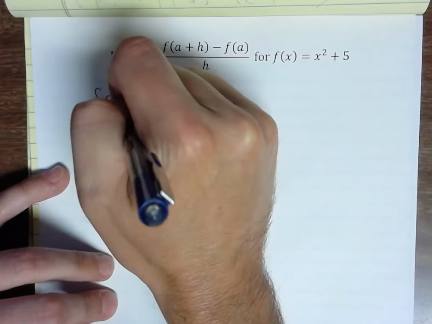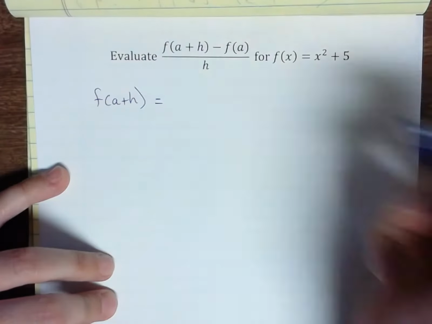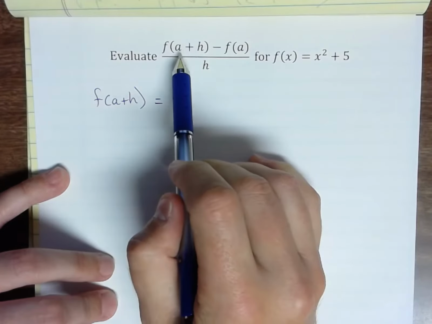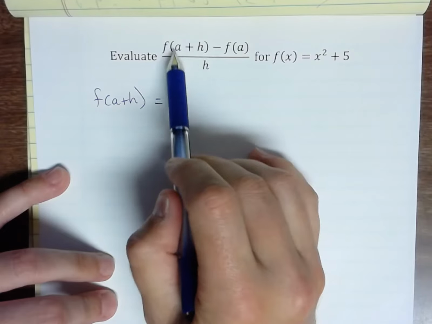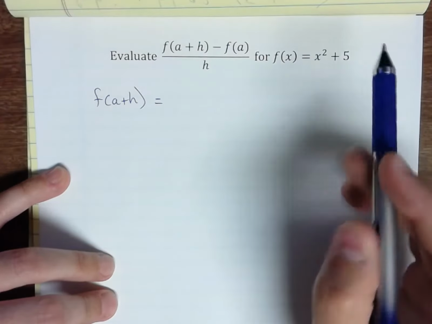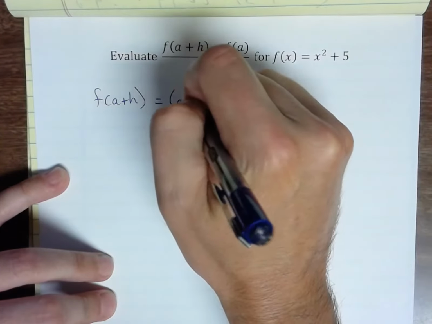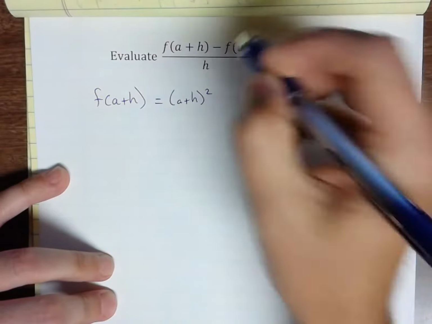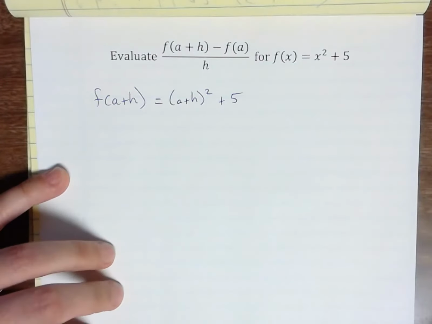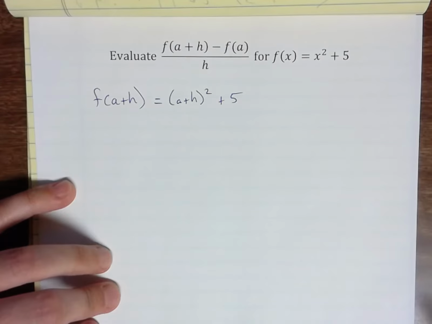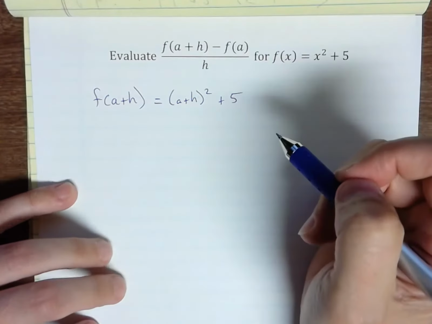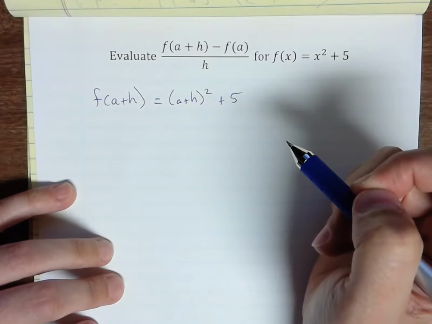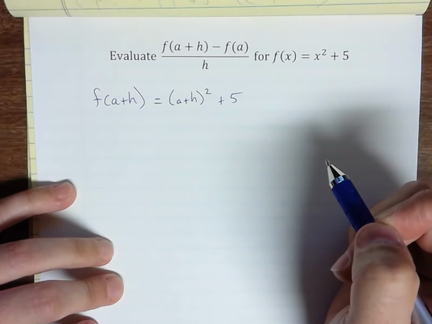So f of a plus h, let's do that. Well, f of a plus h, that just means to go and put a plus h in for x. So that would be a plus h squared plus 5. Let's go ahead and evaluate that. Let's simplify. I kind of just jumped over it in my previous example, so let me elaborate a little bit more here.